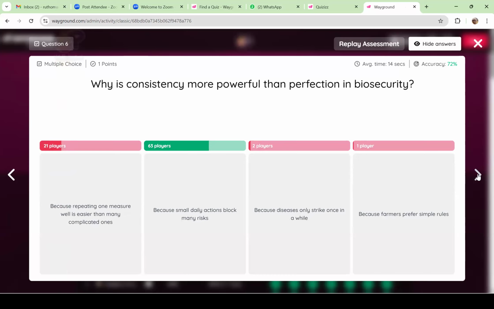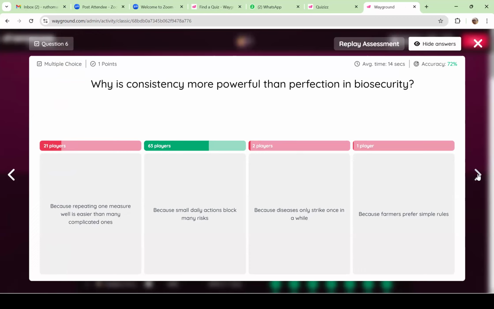The next one is, why is consistency more powerful than perfection in biosecurity? Because small daily actions block many risks. So that is the correct answer. Reporting one measure well is easier than a complicated one, that is true. But what we are really aiming at here is that small daily actions block many risks.